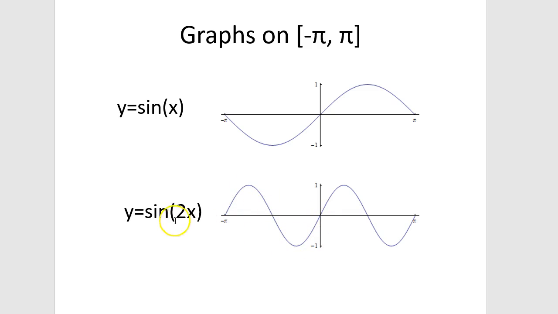is increased. So right now this is 2, and you can see now we have 1 and 2 waves inside from negative pi to pi. And if this is 3, then it'll be like 1, 2, and 3 inside negative pi to pi.